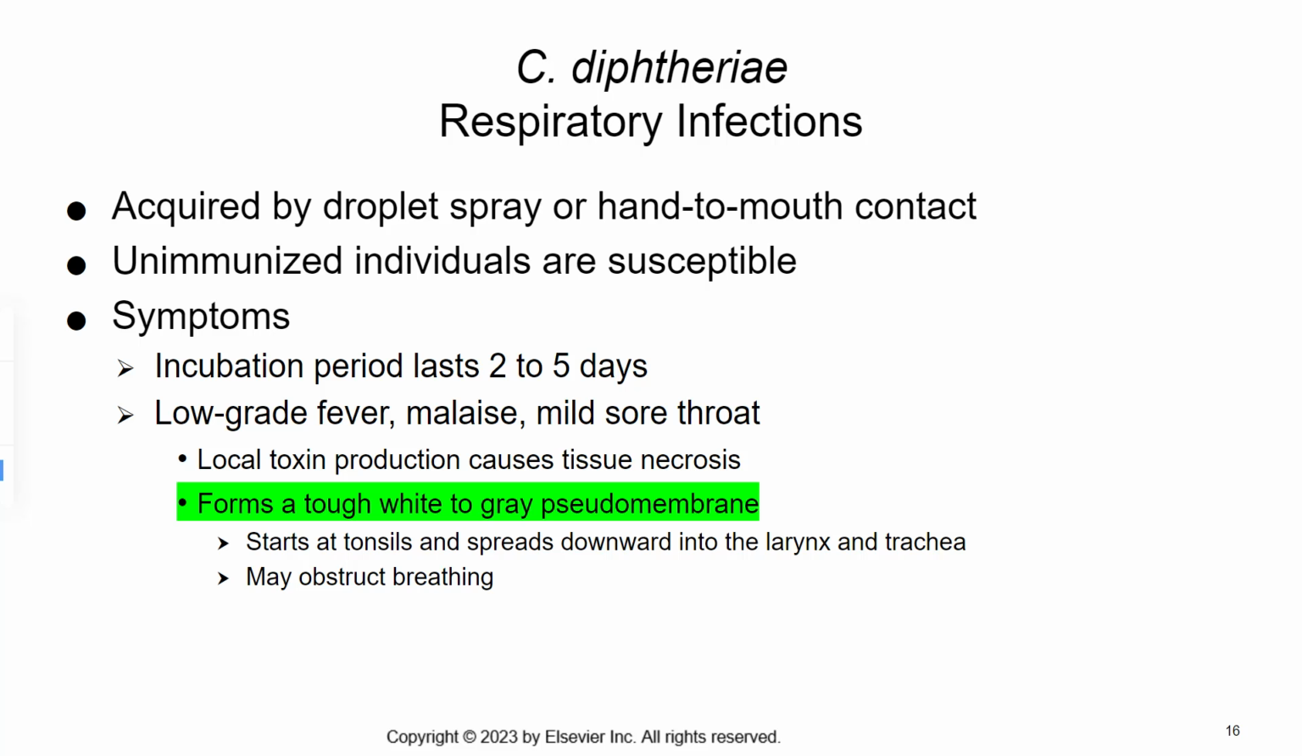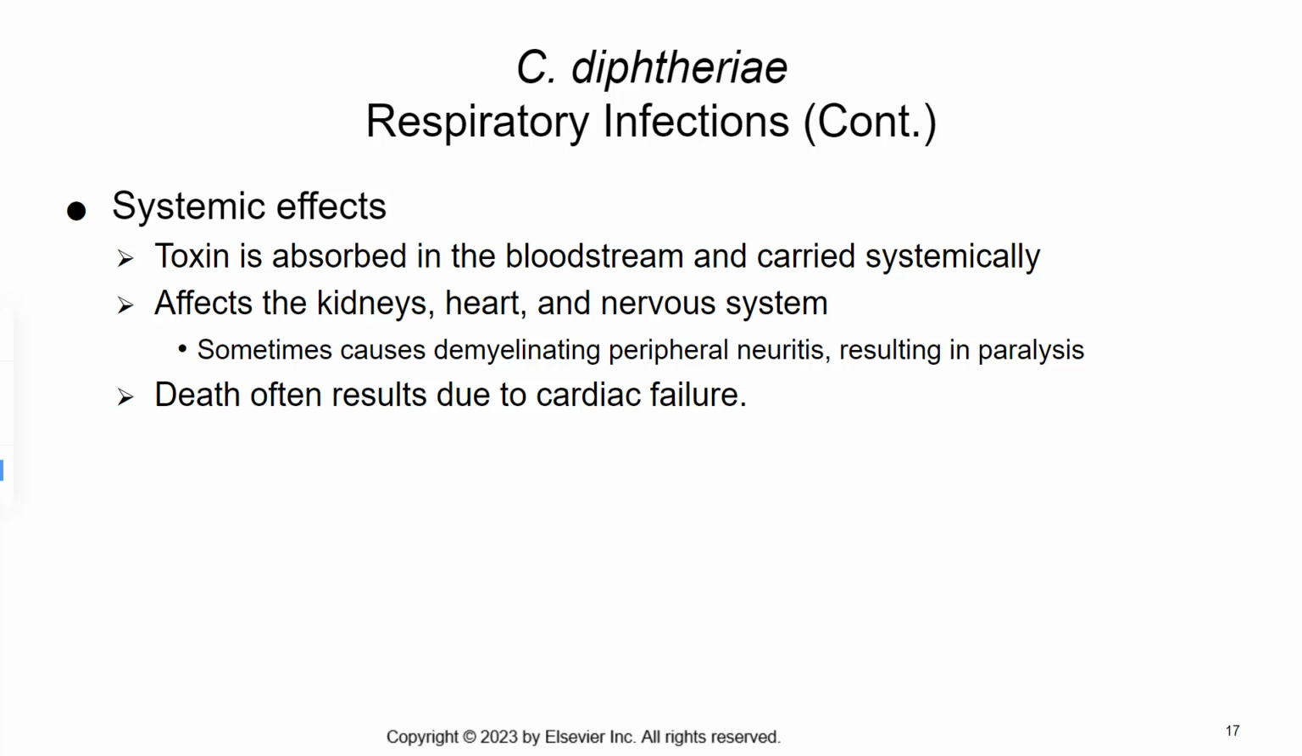This membrane is so tough and so thick that it may obstruct breathing. Sometimes it forms such a film layer of tissue in the back of the throat that you can't get anything past it. You can't swallow food and it interrupts breathing. Systemic effects: the toxin is absorbed in the bloodstream and carried systemically. It affects the kidneys, heart, and nervous system, sometimes causing demyelinating peripheral neuritis, resulting in paralysis. Death often results from cardiac failure.